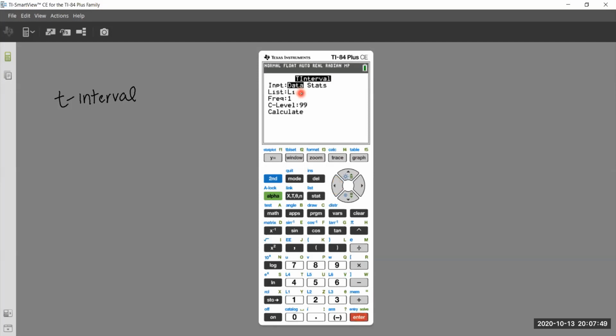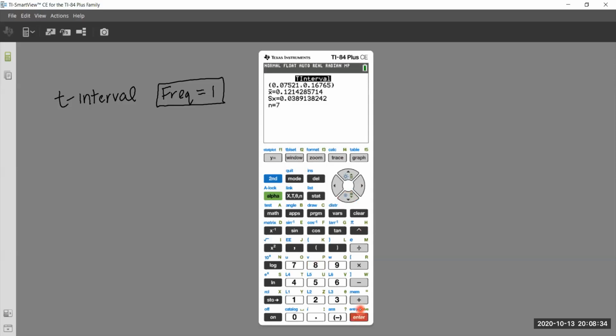List here, you need to tell it where you put the data. My data is in list 1. Yours is probably also in list 1. Whatever list you need, you put there. Frequency is always 1. And let me write that down because that'll help you remember it. Once you change it to 1, it'll probably stay 1, so you won't have to adjust it again. Confidence level, we were doing 98%, which is kind of different, but that's okay. We have a calculator. It'll figure it out, and then we're going to hit calculate.